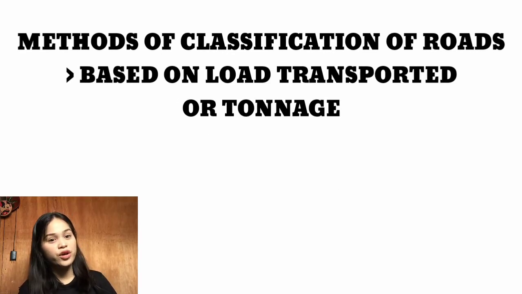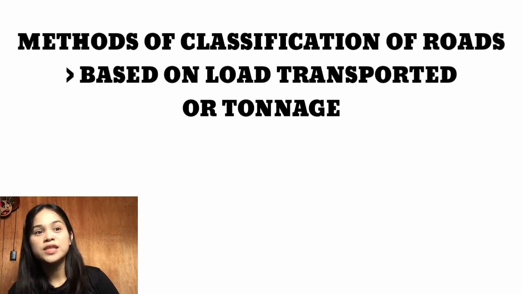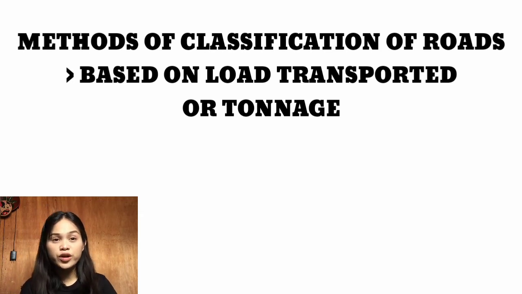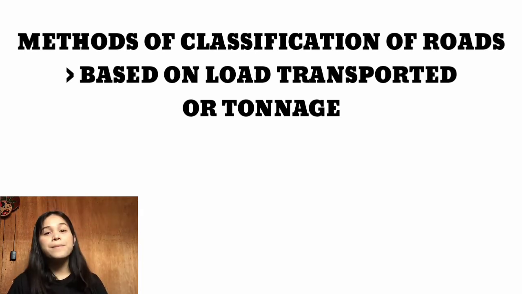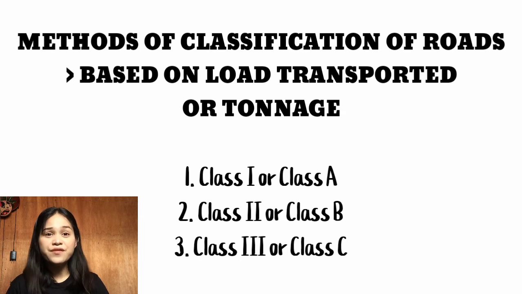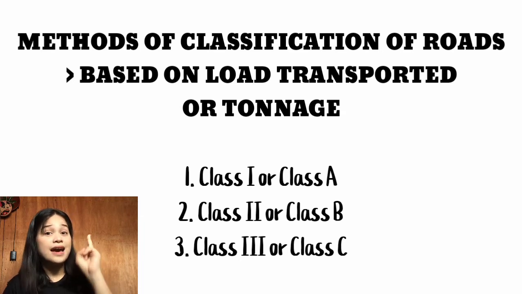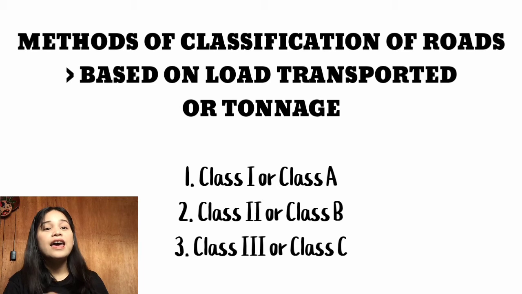The second method of classification of roads is based on load transported or the tonnage. The classification of roads based on the loads transported and tonnage is relative and classified as class 1, class 2, or class 3, etc., or class A, B, or C, etc. And the limits may be expressed in terms of tons per day.